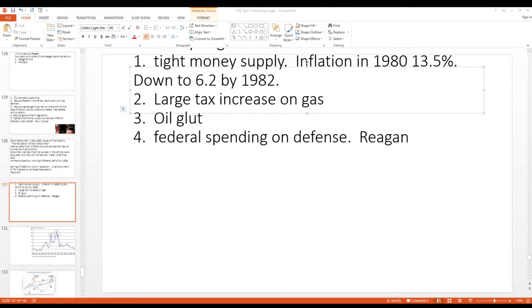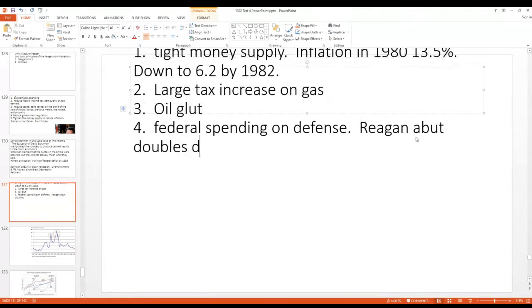Defense spending, 1960 through 2021. See, 1980 it was 1.43 billion. 1988 it was 309 billion. So a little over double. Reagan about doubles defense spending.